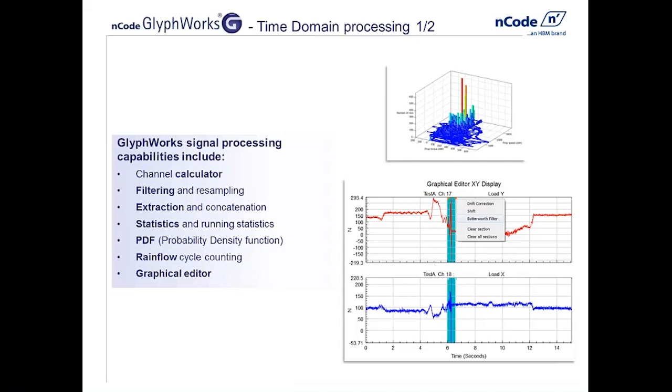Another very typical histogram we propose is the rainflow cycle counting histogram that fatiguers, people doing fatigue analysis, are very familiar with. The graphical editor is something really interesting in GlyphWorks. You can select a section of a signal interactively, graphically, and by right-clicking on it, decide what you want to do. So you may want to move a spike down to the level of the correct signal, or you may want to correct some drifts, or even apply a filter locally on the signal. That's very interesting.